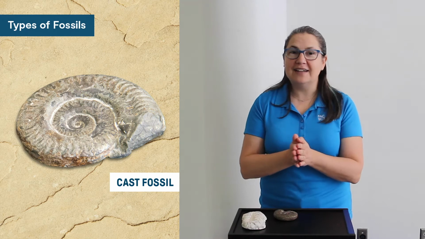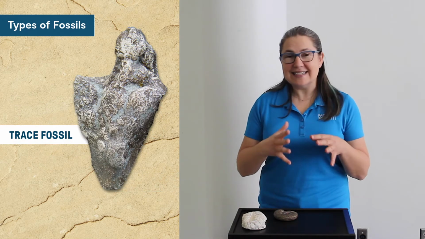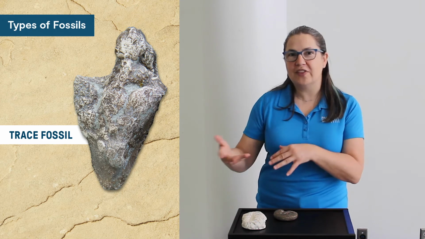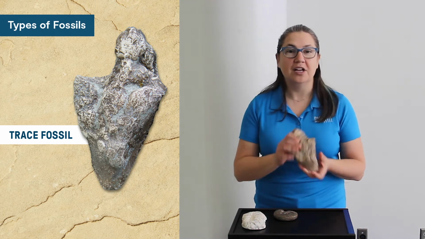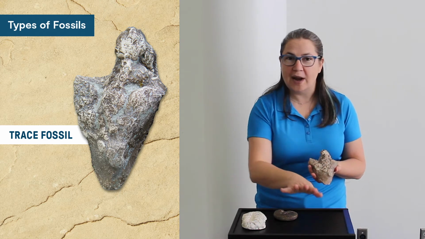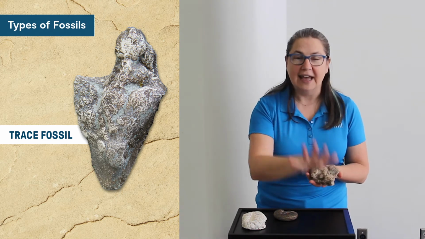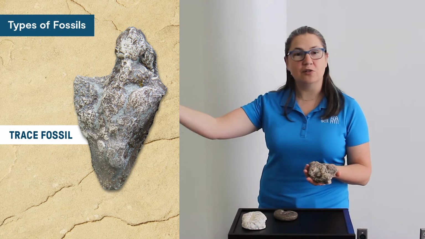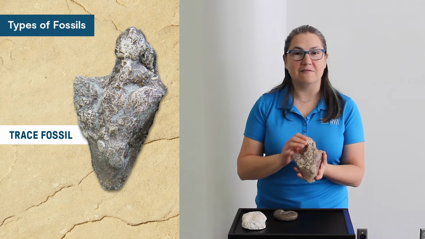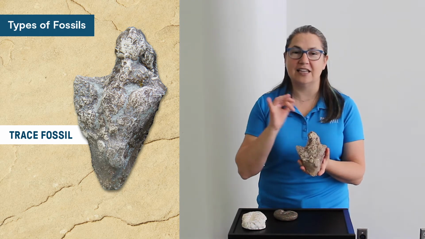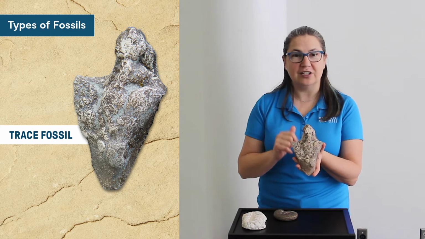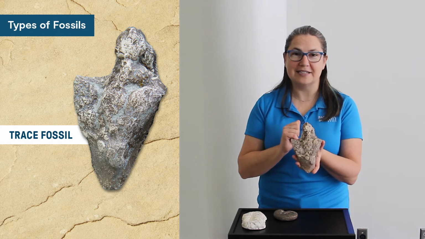Now, the third main kind is called a trace fossil, because this isn't actually part of the animal itself, but is evidence of where the animal was. So, for example, once again imagine a soft, squishy ground, and a dinosaur comes along and leaves a footprint. The dinosaur leaves, but you have that footprint left behind. That footprint can then get filled in with some more sand that hardens, leaving an exact model of what that foot size and shape was.